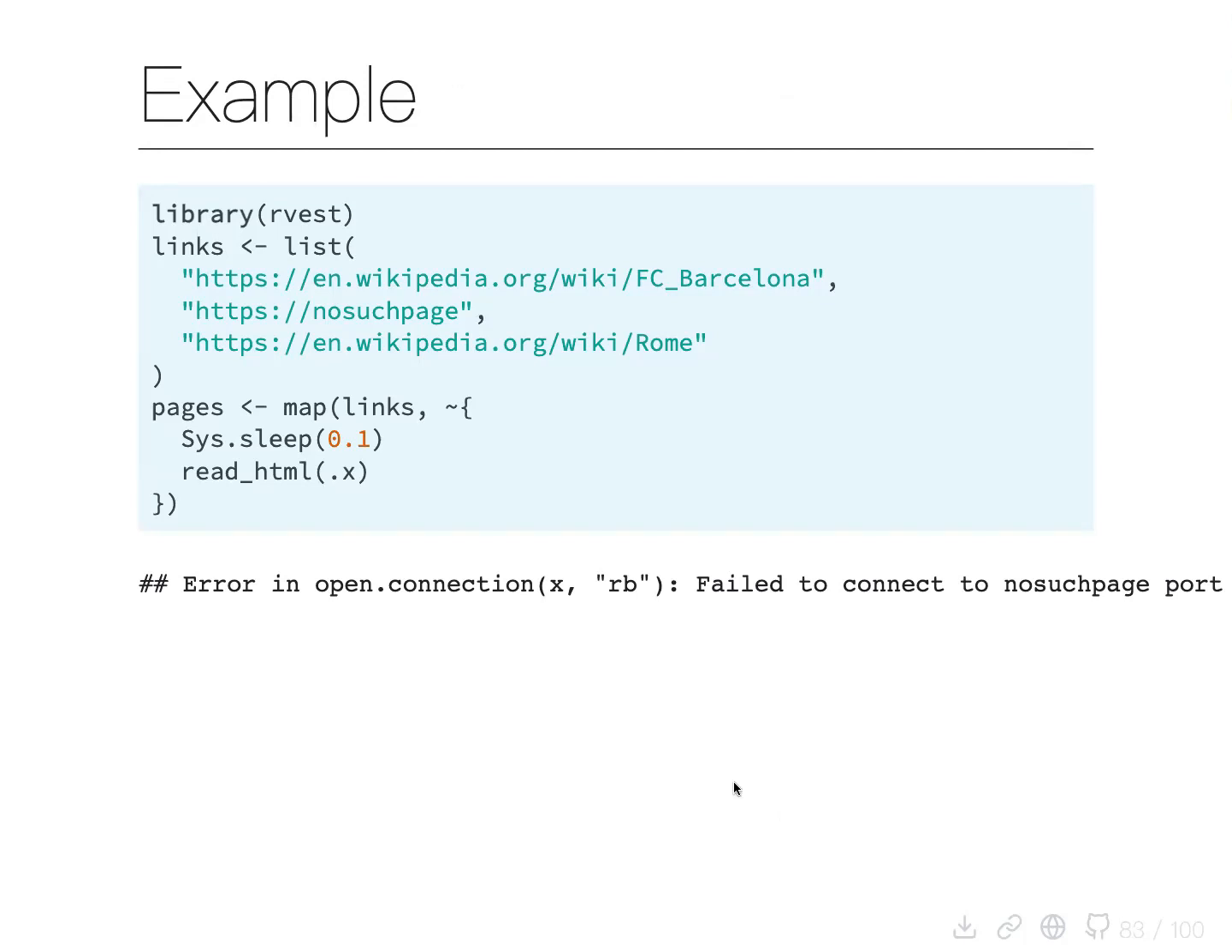However, I have rvest, which comes from the word harvest. It's meant to help do what is called screen scraping, to just grab whatever is on the actual web page. So I have two Wikipedia pages here, and then one that I'm just calling no such page. If you do serious web scraping, this is super, super common.